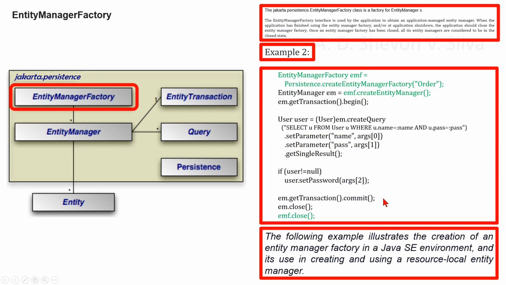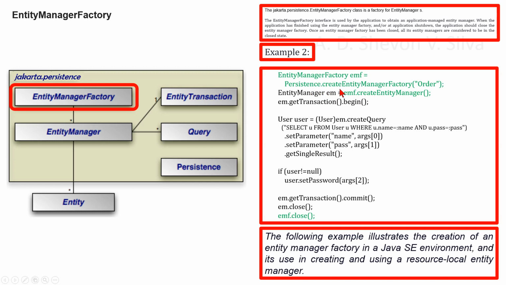As an example 2, we can consider this code segment. The following example illustrates the creation of an Entity Manager Factory in a Java SE environment and its use in creating and using a resource-local entity manager. Here the Persistence class is a bootstrap class that is used to obtain an entity manager factory in a Java SE environment. It may also be used to cause schema generation to occur.